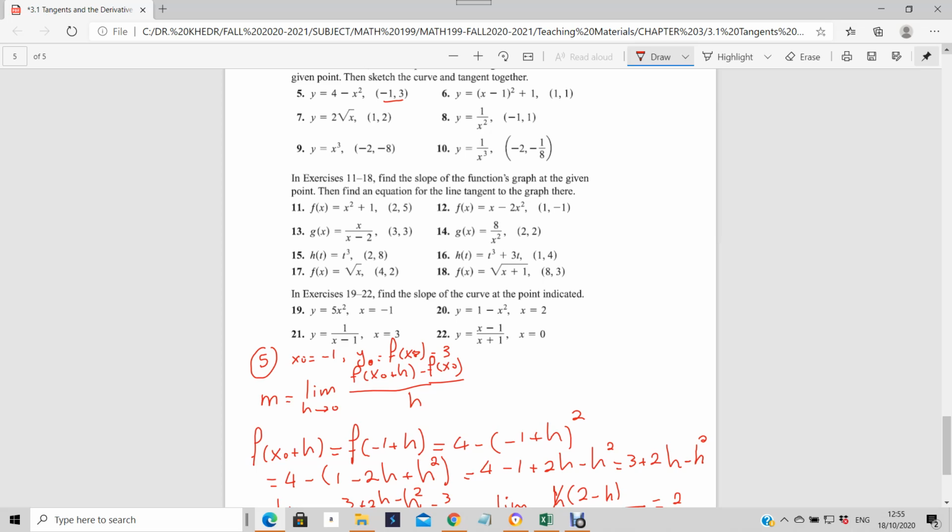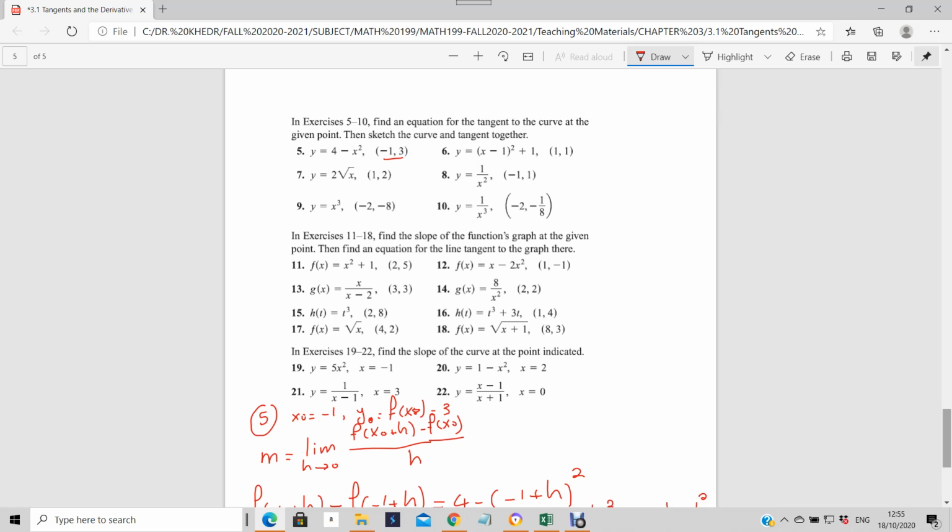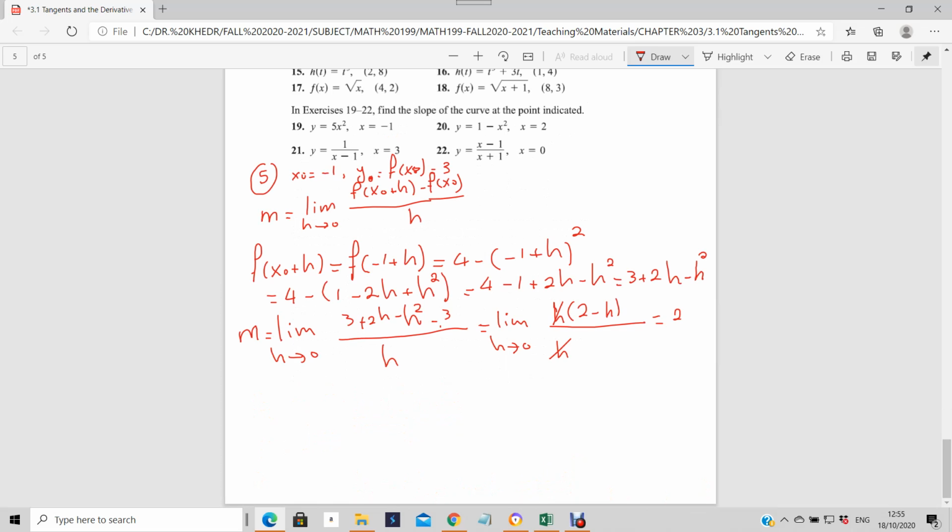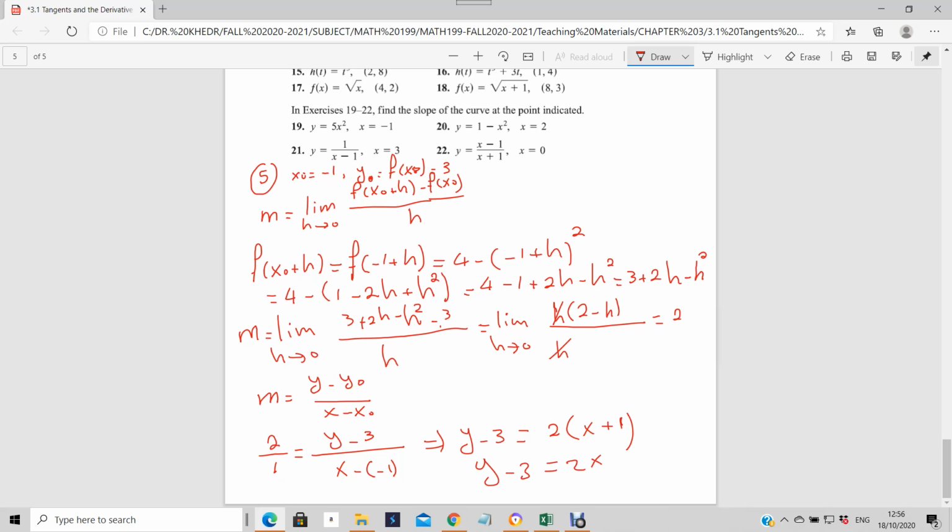Now the second part of the question is to find an equation for the tangent line to the curve at this point. So we need to find the equation. The equation will be found by using this formula: m equals y minus y0 divided by x minus x0, and we say m equals 2. So 2 divided by 1 equals y minus y0, that is 3, because here y0 is f of x0, divided by x minus x0, which is -1. So here you simplify this, you will get y minus 3 equals 2 multiplied by x plus 1. Here minus 1 becomes plus 1. So y minus 3 equals 2x plus 2, and then we can say y equals 2x plus 5.